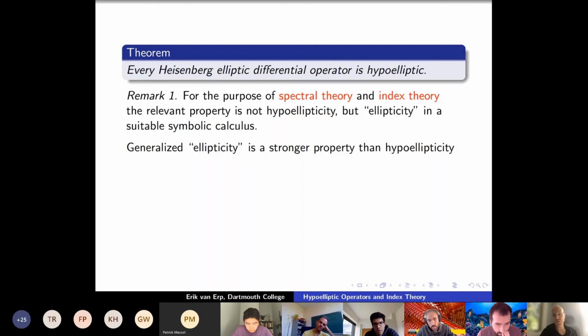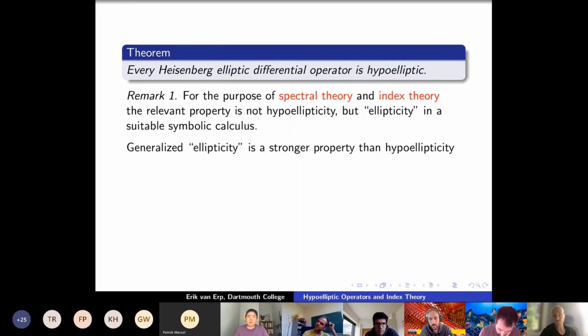I'll be talking tomorrow a little bit about index theory, say, index theory of hypoelliptic operators. What I wanted to say though is that hypoellipticity, while it's a nice property, is not really the relevant property. The relevant property is having an invertible principal symbol, but just in a suitable calculus, not necessarily in the ordinary calculus.